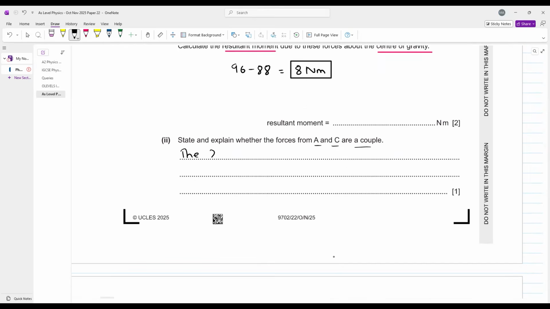The two forces are not equal, hence they are not a couple. Simple. आगे बढ़ते हैं बेटा.